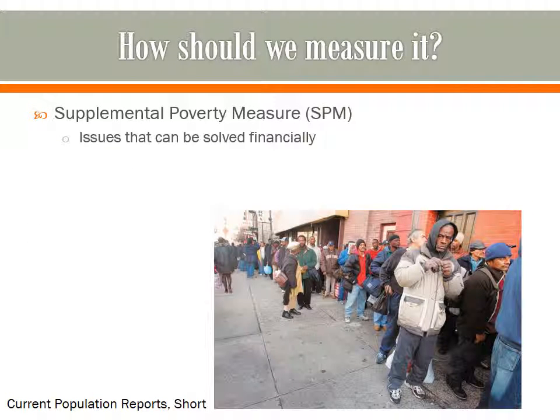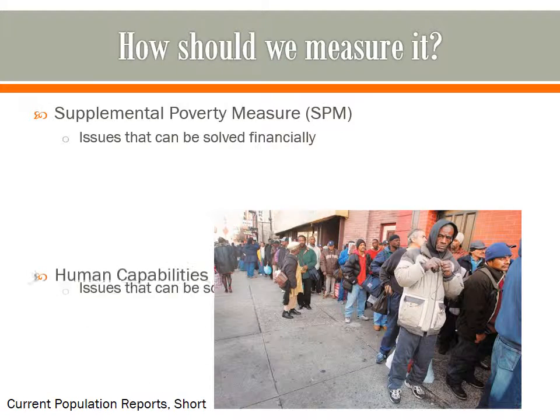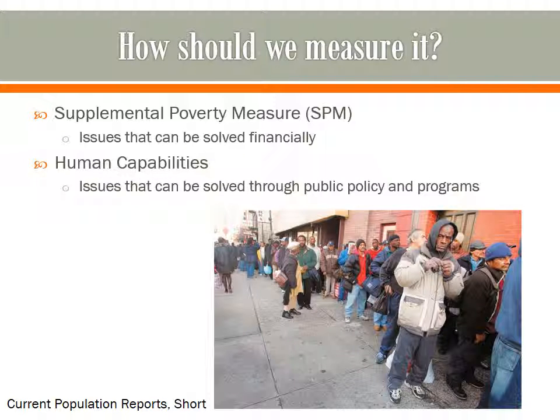We feel that a portion of the issues facing those impoverished can be solved through monetary means, the best measurement for this being the supplemental poverty measure, referred to from here on out as the SPM. However, this is only half of the story in the issue of poverty. Human capabilities must be addressed in order for one to have a dignified life. These issues, as explained later, are best approached through public policy, community programs, and legislation.